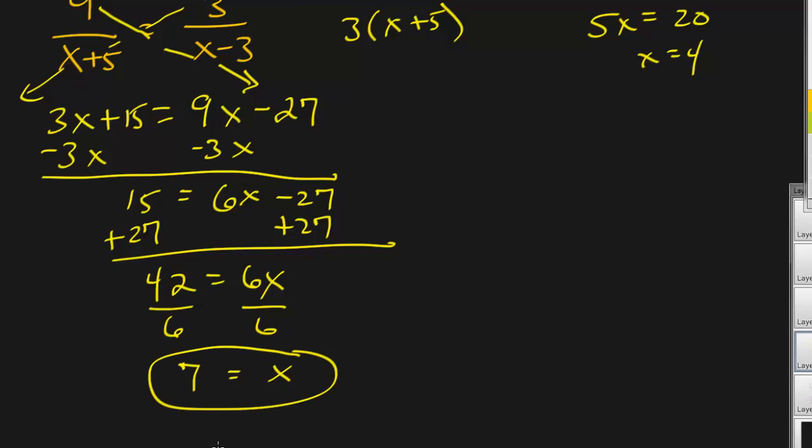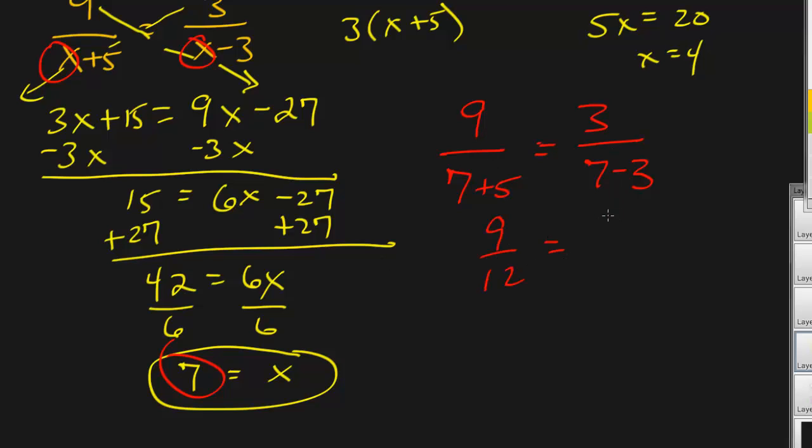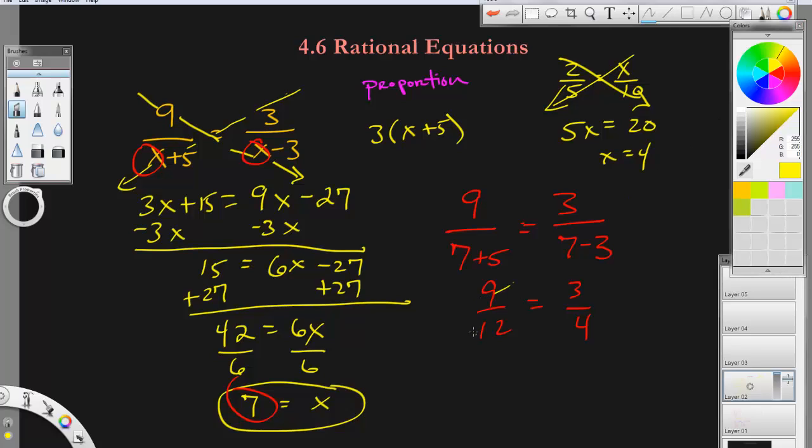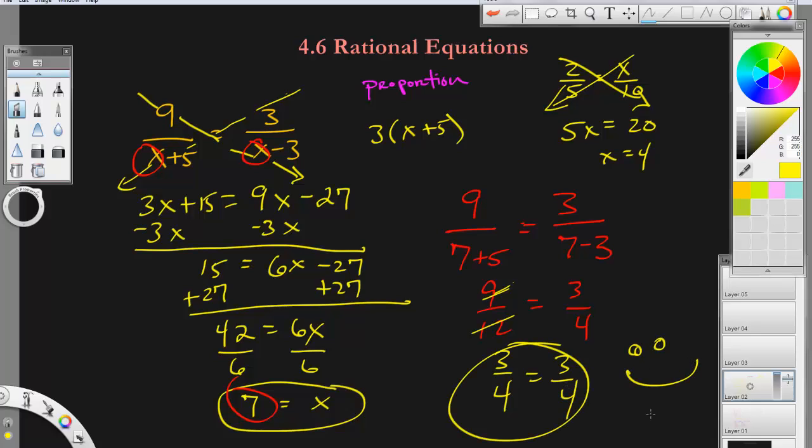And if you're wondering, well, how would I check that? Well, you would just plug it in. Let's do that real fast just to show you. 7 plus 5, does that equal 3 over 7 minus 3? So I plugged in for these two x's the 7 here. So that'd be 9/12. This would be 3/4. Does 9/12 equal 3/4? Of course it does. This right here reduces by 3 to 3/4. So 3/4 would equal 3/4. That would be correct. All right. Have a good one.